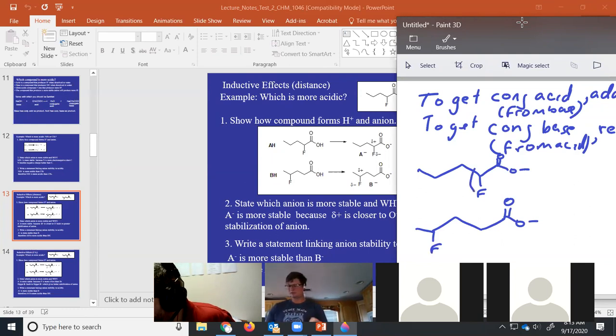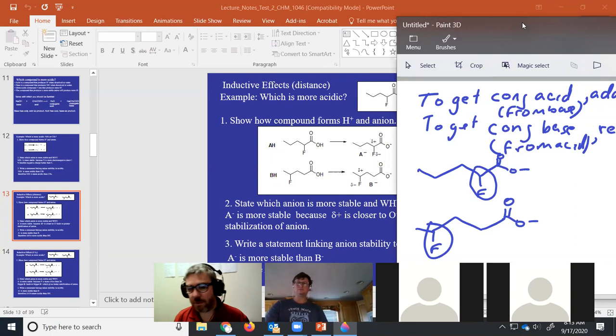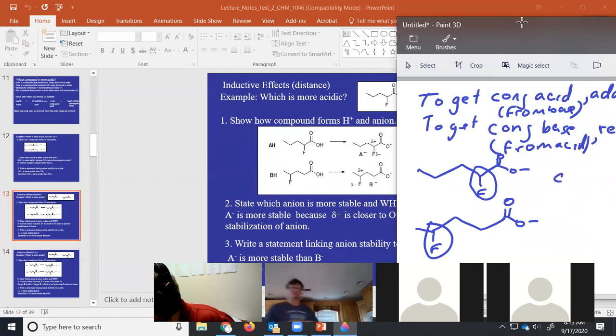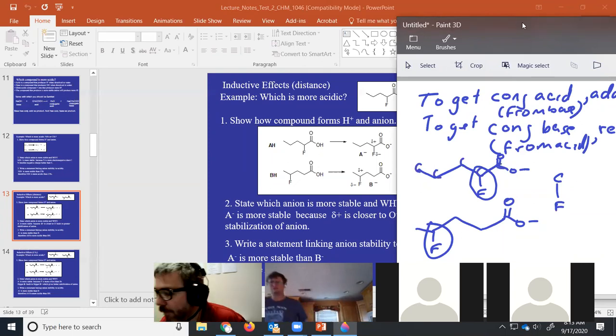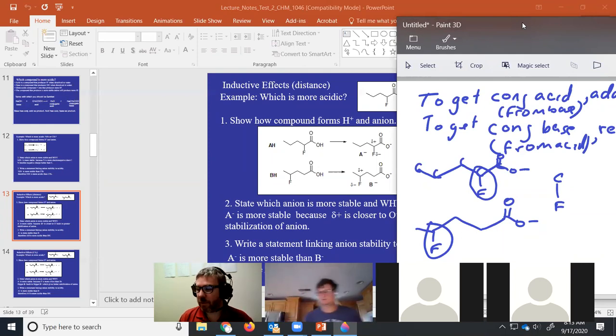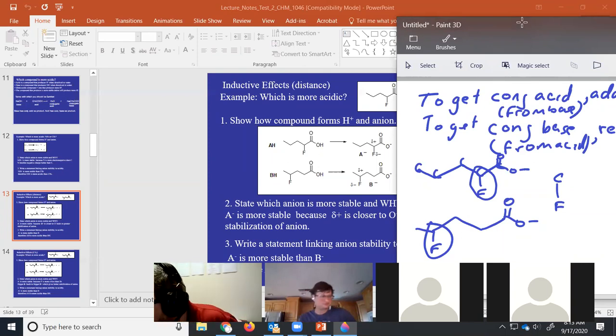Now, if I want to just zoom in on this area here, I'm just circling those bonds there. What those actually represent are CF bonds. If I was to go ahead and draw all this in, there would be C's at each of these points. That's the nature of a line structure. We also put hydrogens on them as well, but I'm not going to worry about that. But the whole point is that's a CF bond that we're talking about.